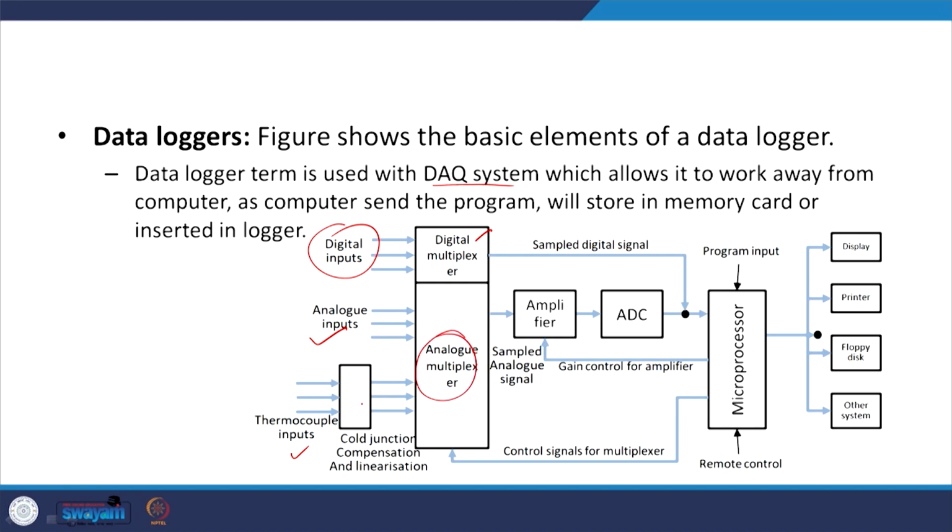So analog multiplexers are there, and if you have analog signals then an amplifier has to be used and an analog to digital converter has to be used. The sampled analog signal has been converted into the digital signal. Then you can have these going to the microprocessor, where you have the program unit, and you can have a remote control of this microprocessor. From here you can have the control signal for the multiplexer. And from the microprocessor you could have connection for display, printer, floppy disk and other systems.